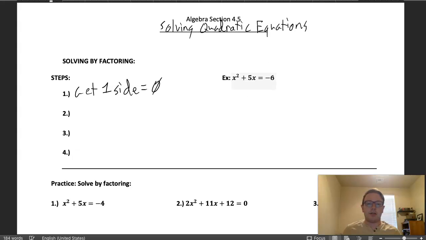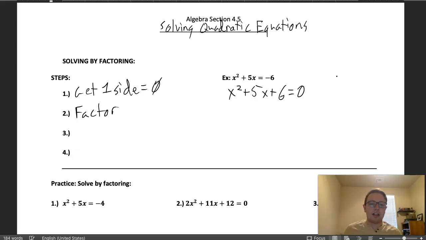So first thing we're going to do is get the 6 over to the other side. We'll be left with x squared plus 5x plus 6 is equal to 0. Once we have one side equal to 0, we are going to factor these sides.